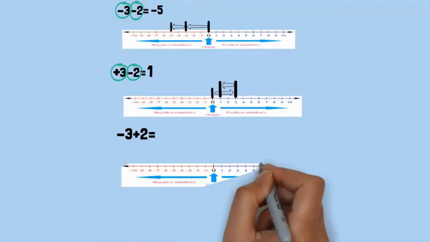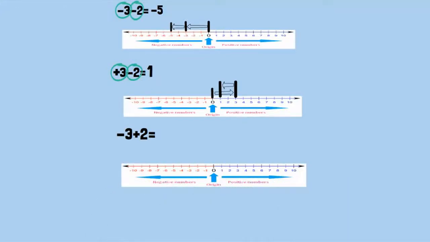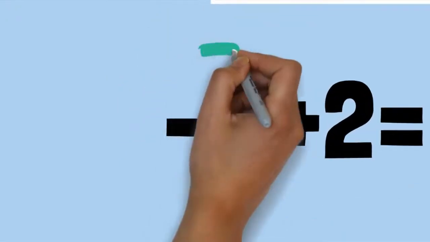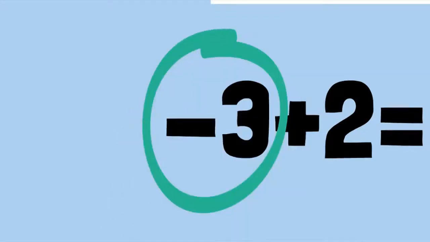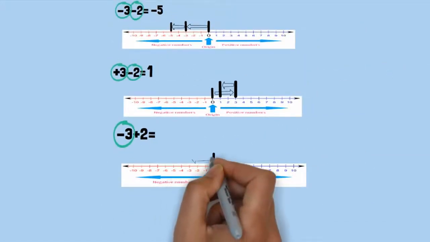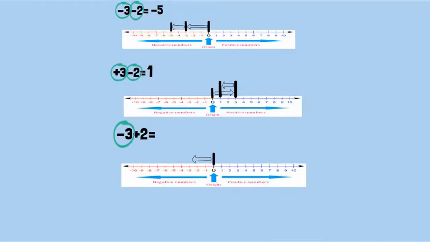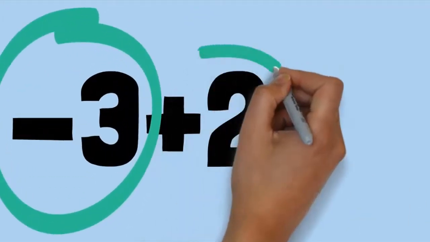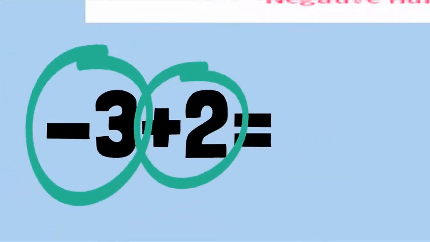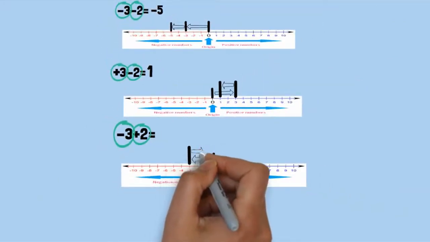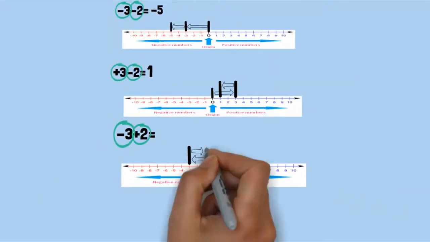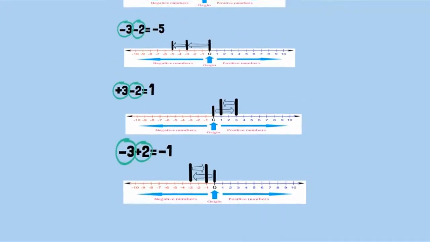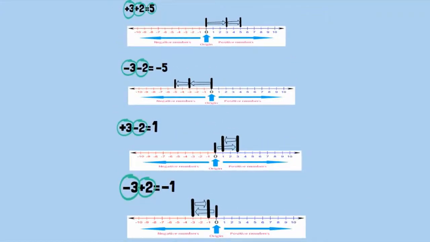Another example, negative 3 plus 2. Drawing a number line, start from 0. The first integer we want to represent is negative 3, which has a negative sign, so we move in the direction of negative integers by 3 units. And look to the second integer we want to represent, it is positive 2, so we move in the opposite direction by 2 units, which is the direction of positive integers, until we finish at negative 1, so negative 3 plus 2 is negative 1.